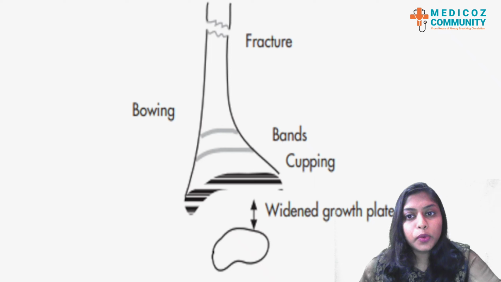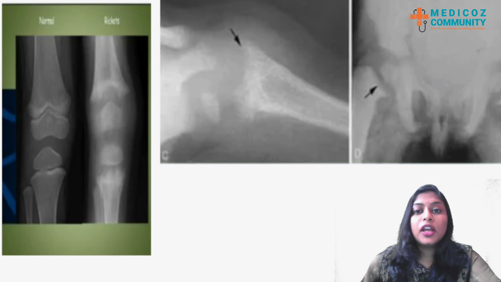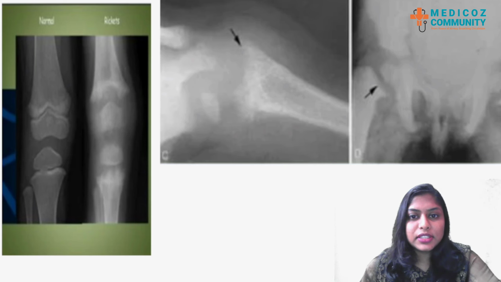Because of the bowing, there are fractures and bands, and the classical cupping and widening of the growth plate is depicted in this graphic diagram. Now let us see the normal. This is the normal X-ray and this is rickets. Here we are able to see the cupping and fraying of the metaphysis.